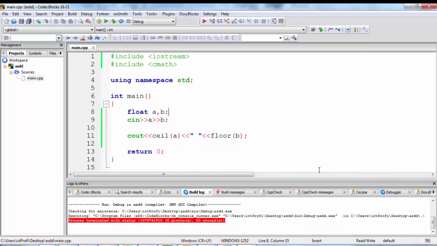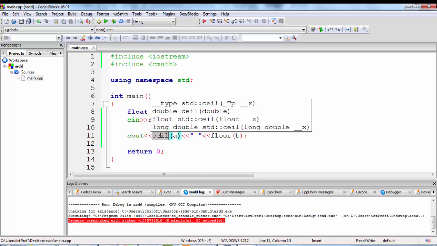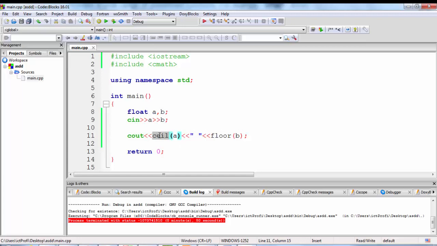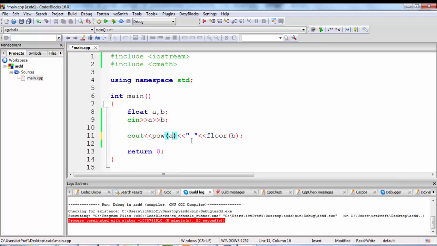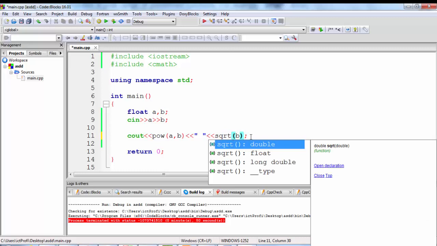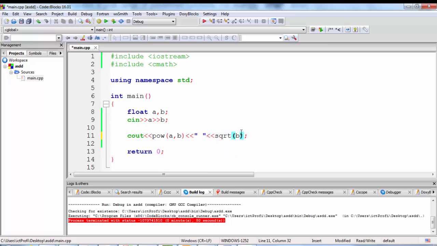Alright, let's try another two. This time I'm going to write power and square root. I'm going to write here pow. Pow stands for power, and for that you're going to need two variables. The first one stands for the base, another for the power, and I will do this a and b. And here I'm going to write square root. Okay, I'll get the square root of a.